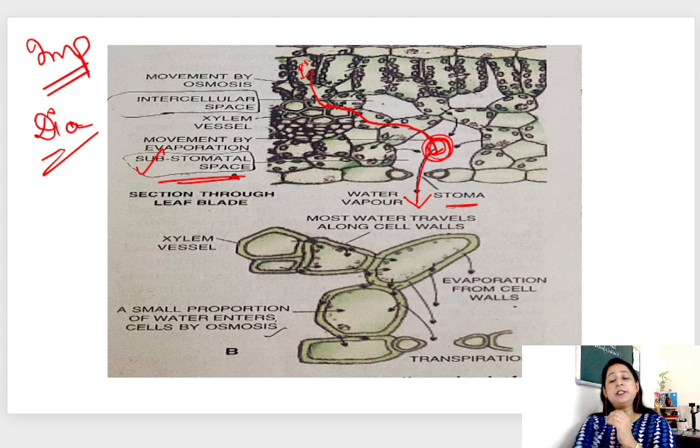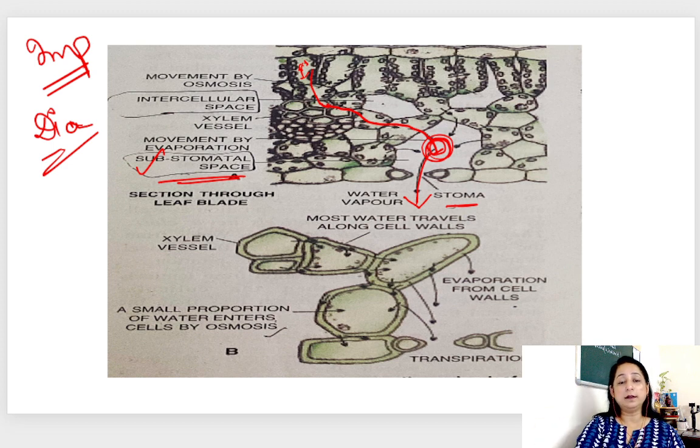Very important. Many students ask, ma'am, how is the water converted into vapors? The heat of the plant converts the water into water vapors, and this also leads to a cooling effect. That is the side effect of transpiration, which provides cooling to the plants. So how is this water converted into vapors? The body heat of the plant converts the water in the substomatal space into vapors, and then it moves out from the plant.